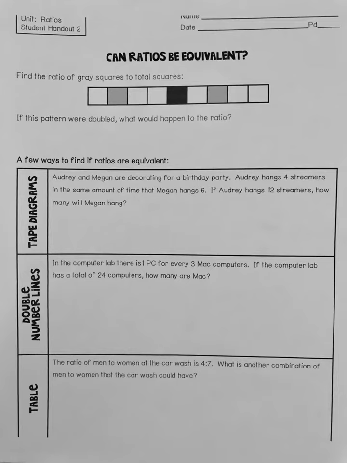Over on the left-hand side, you're going to see the three different methods that we're going to use to find equivalent ratios. We have already learned how to find an equivalent ratio using tables, but we will review that at the end. But today, let's start up here at the top where it says, find the ratio of gray squares to total squares. So we have to make sure that we know it's asking for gray squares to total. So this is going to be a part to whole ratio.